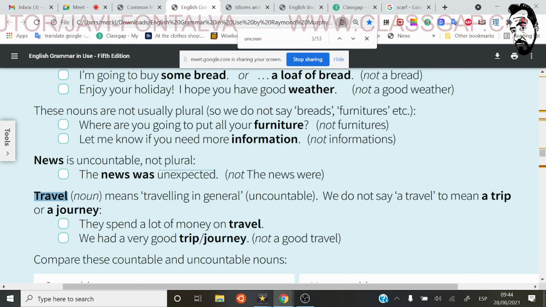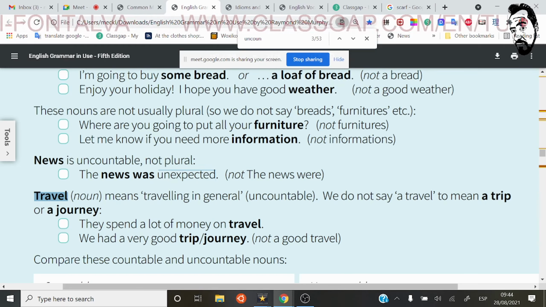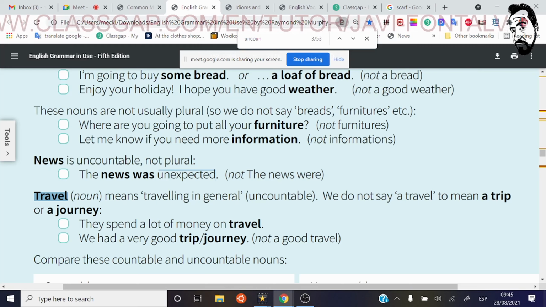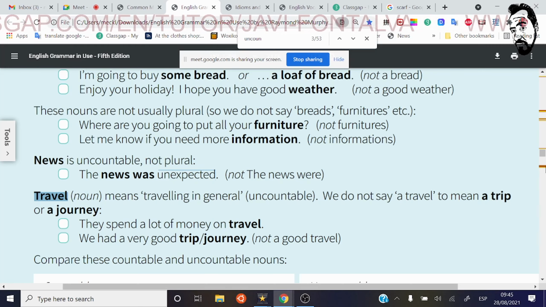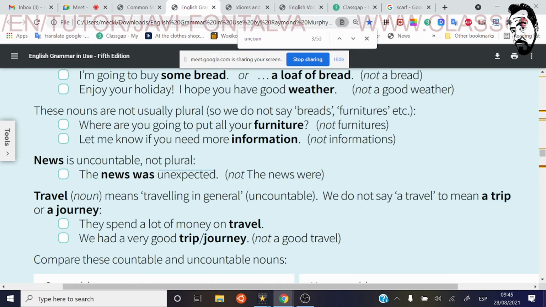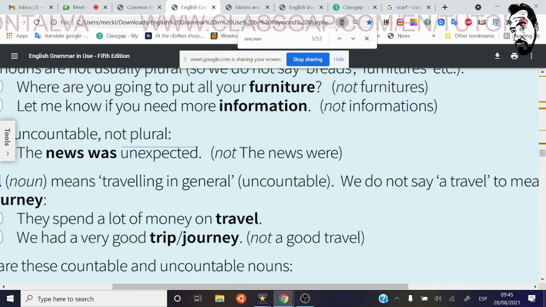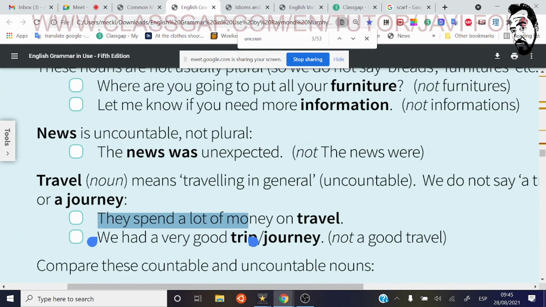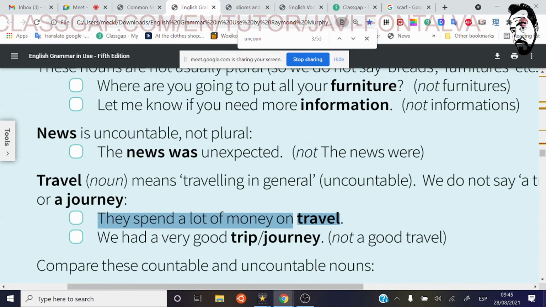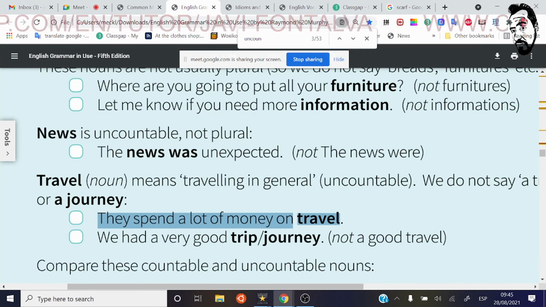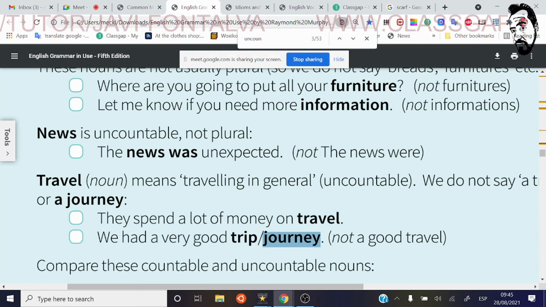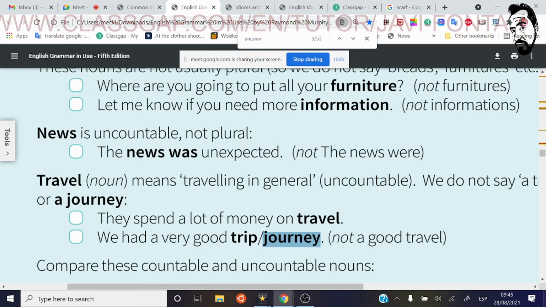With the word travel, again, it's uncountable. So travel can be a verb or can be an uncountable noun. Usually when you talk about going to a place, we don't say travel, we say a trip, or a journey. Travel is more of a general idea. For example, they spend a lot of money on travel. So here we talk in general. But we say we had a very good trip or we had a very good journey. Trip and journey are also different. Journey is more about the trajectory, and trip is more about the experience, okay?